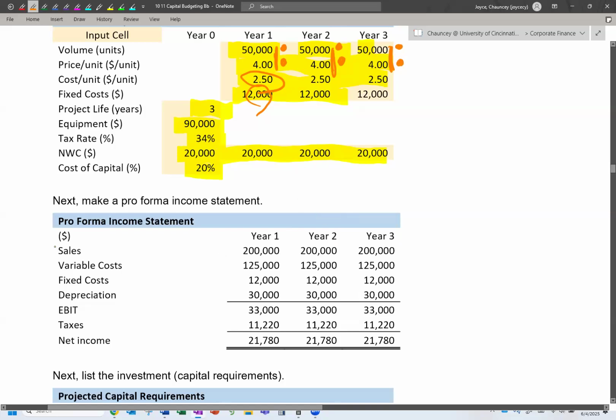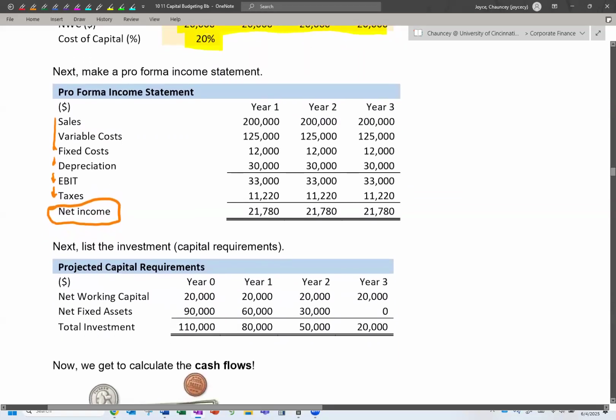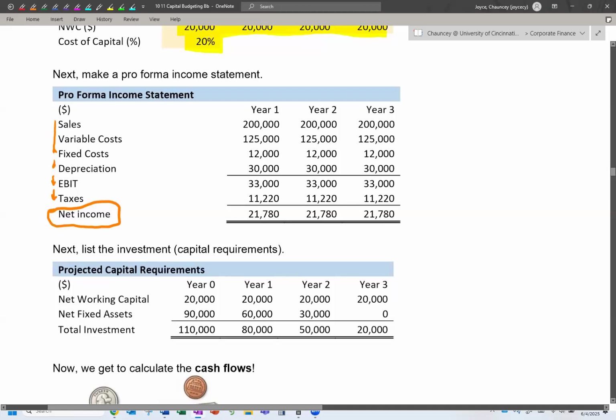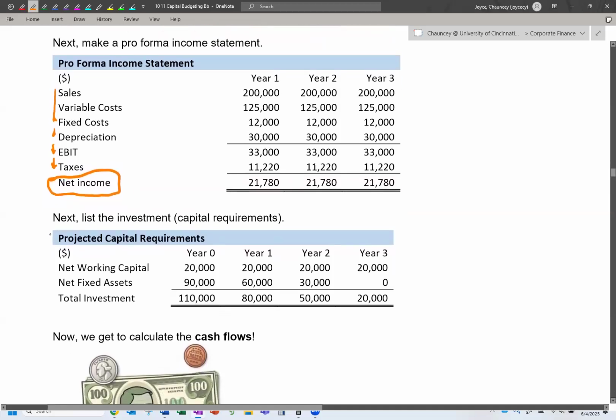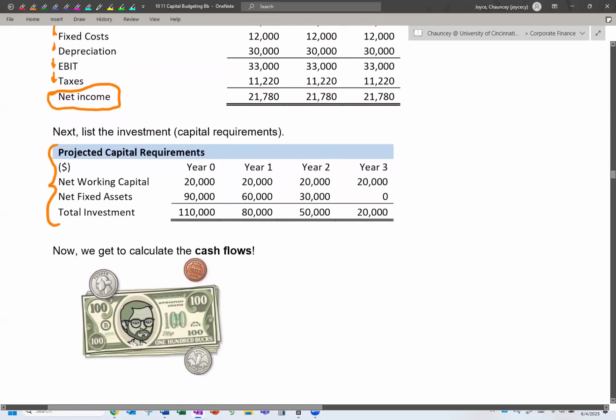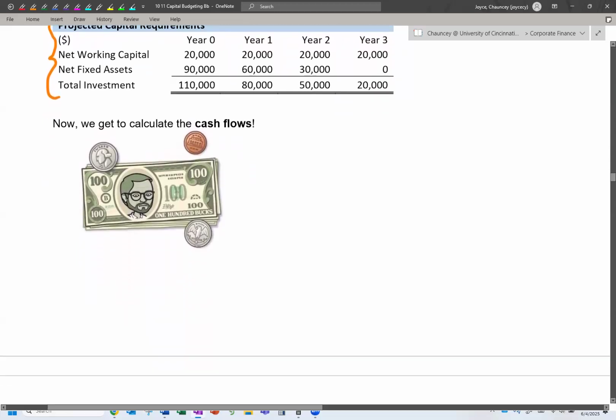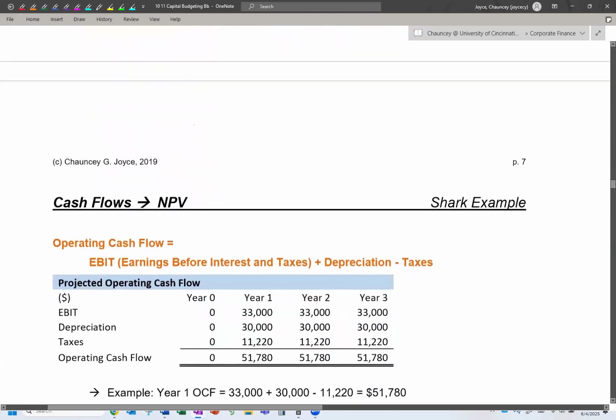So work all your way down from sales, less cost, less depreciation gives you EBIT, less taxes gives you that unlevered net income. Then what you need to do is work on your net working capital and your fixed assets. So you get your projected capital requirements. Then, favorite part here, we focus on the cash flows. We get to calculate cash flows.